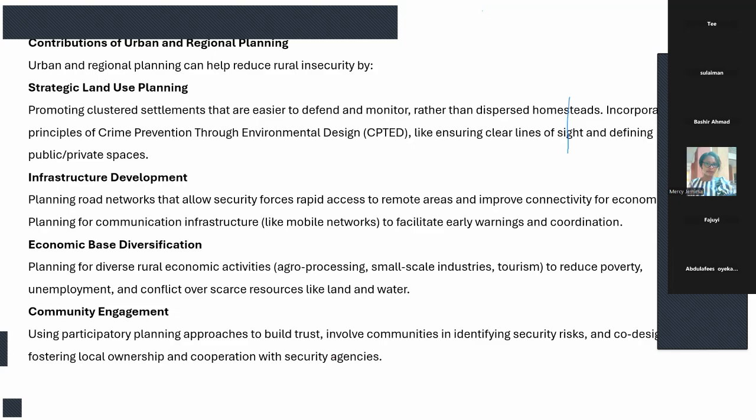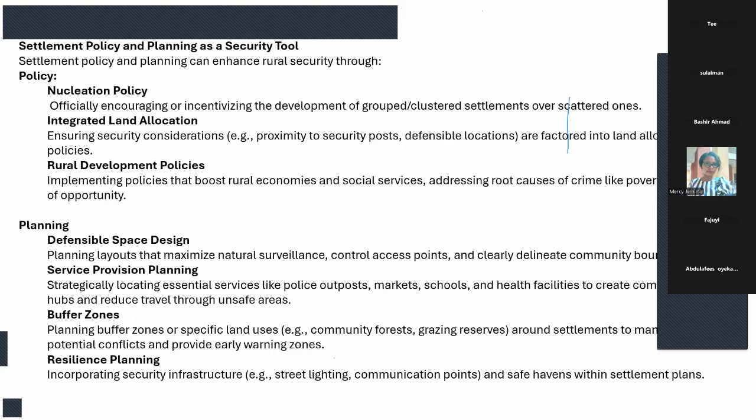Then lastly, we have community engagement. As you know, planning is a thing done together. It's not a one-man job. We plan for the people, so we engage with them to plan for them. So using participatory planning approaches to build trust, involve the community in identifying security risks and co-design can help in reducing this insecurity. Also, the community cooperating with the security agencies can help in the long run to reduce insecurity in these areas.